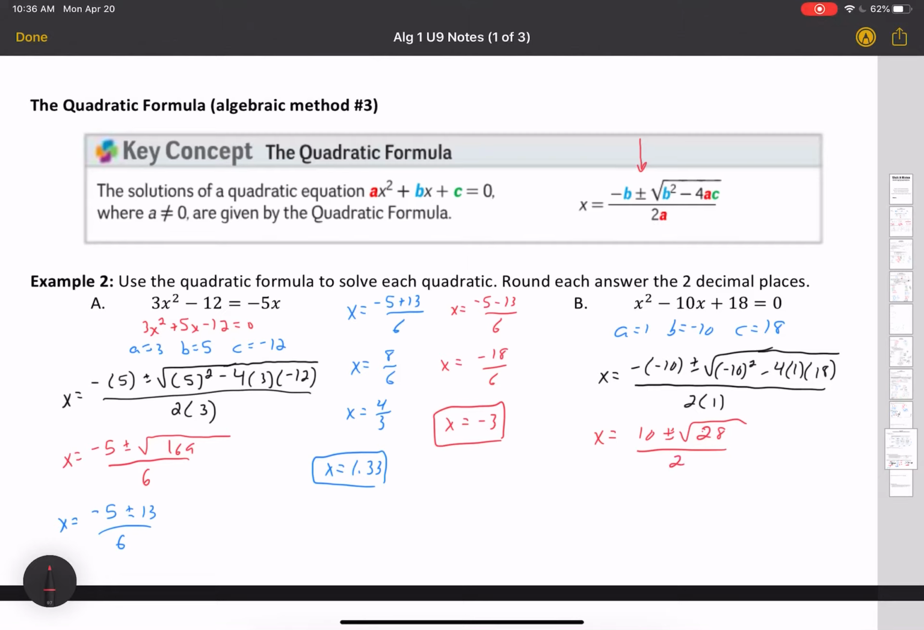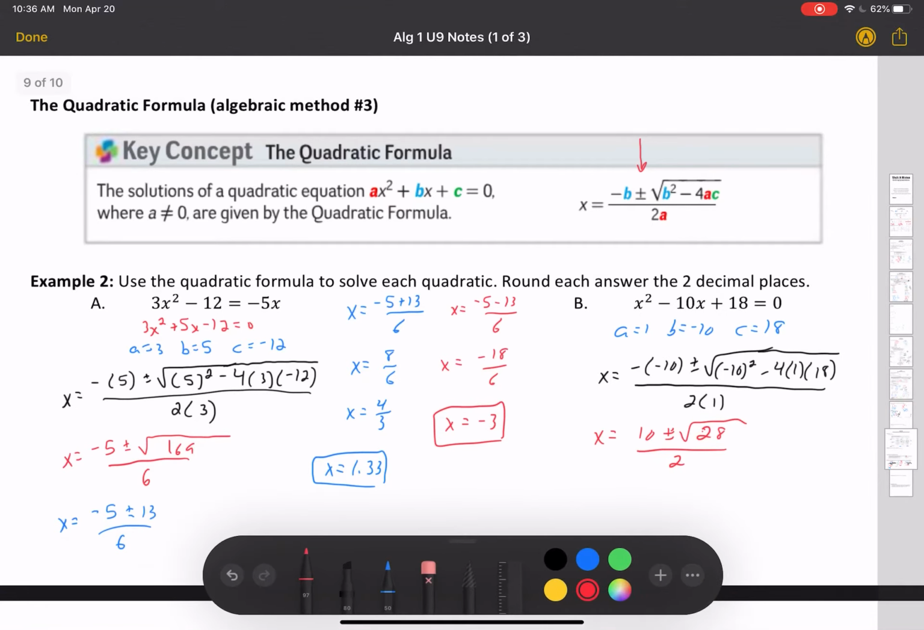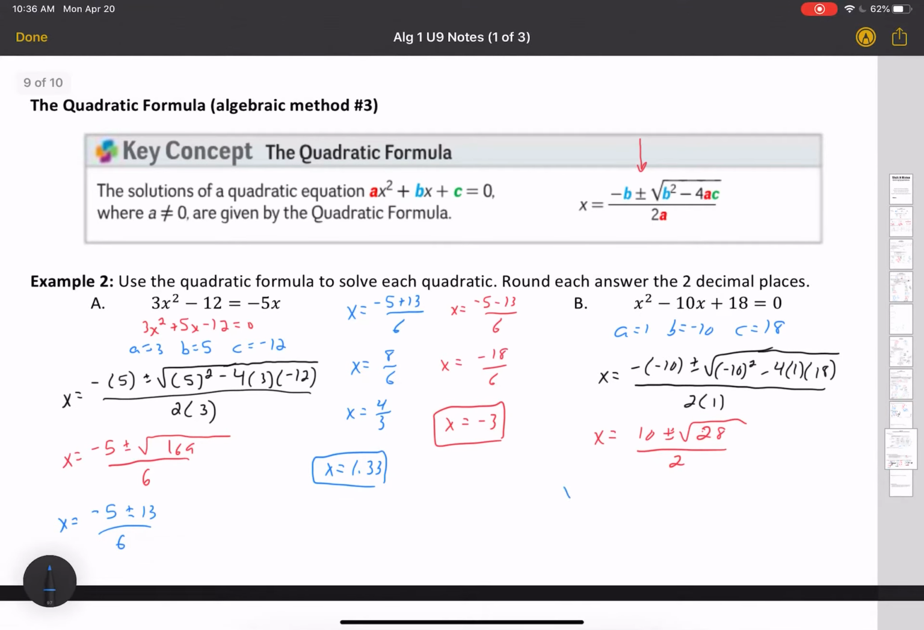So since square root of 28 is not a nice number, I'm just going to split this off into x equals 10 plus square root of 28 divided by 2, and x equals 10 minus square root of 28 divided by 2. And I'm just going to plug it straight into my calculator. So I got 10 plus square root of 28. I figure out what that is. I divide that by 2, and I'm going to get x equals 7.65.